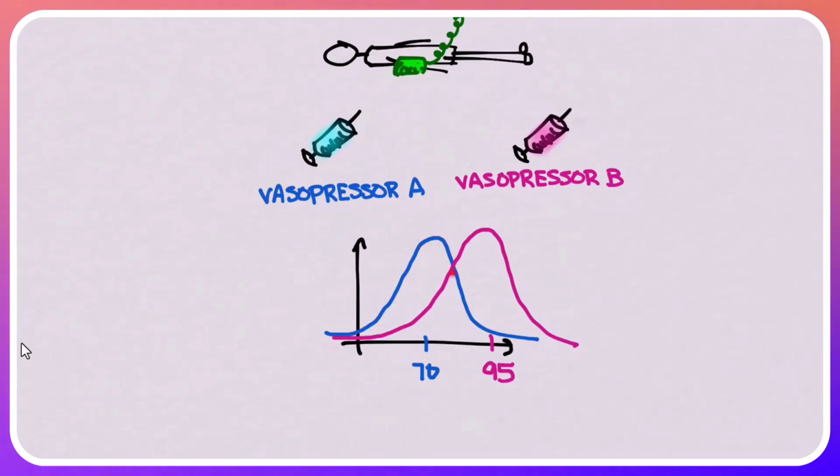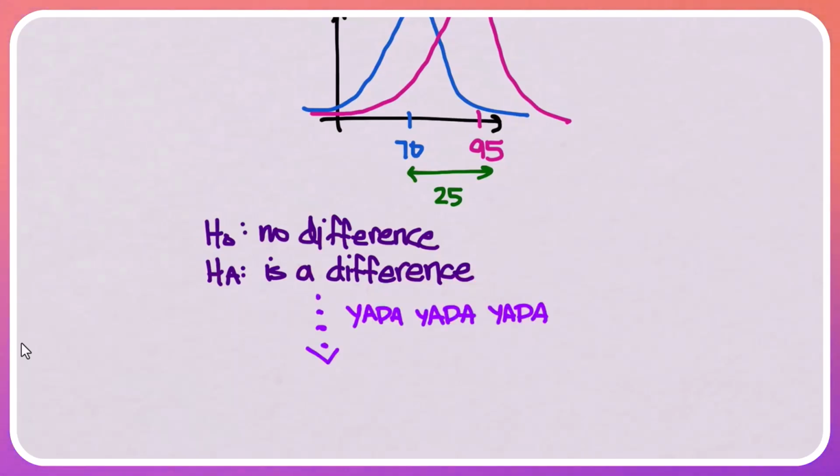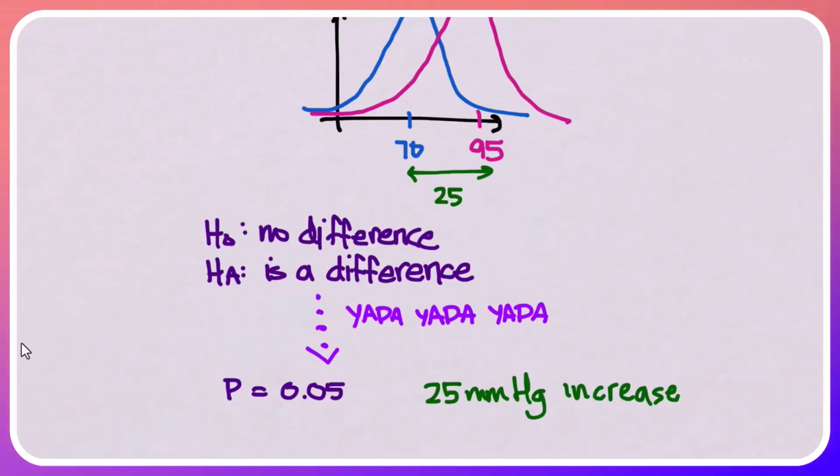The mean increase in blood pressure for vasopressor A was 70, and the mean increase in blood pressure for vasopressor B was 95. So the difference is 25. So then we go through our normal hypothesis testing protocol. We create a null hypothesis that there's no difference, an alternative hypothesis that there is a difference, and we go through the entire process, and then we find out that the p-value is 0.05. So then we say that this is a statistically significant difference, that vasopressor B does increase the blood pressure.